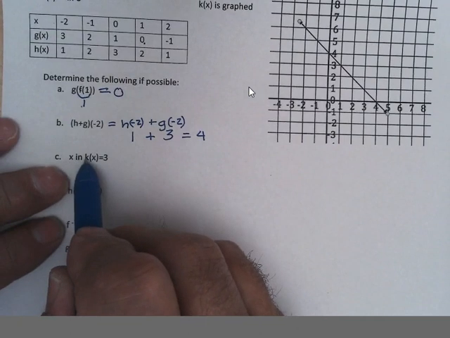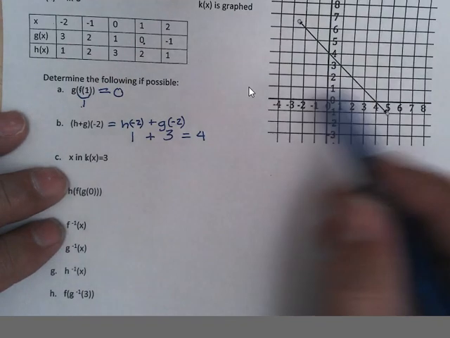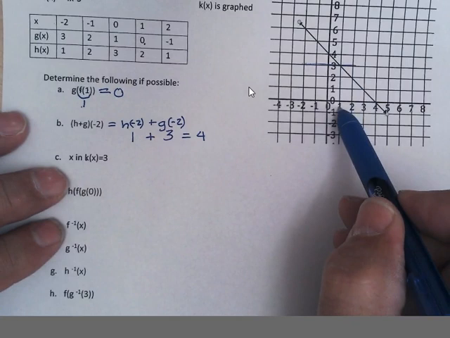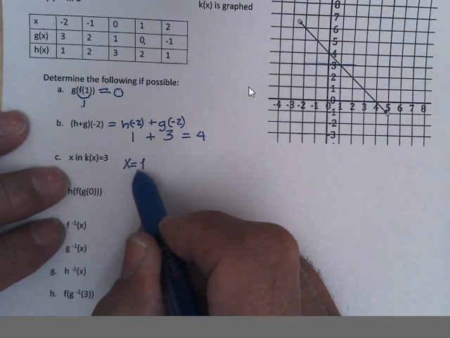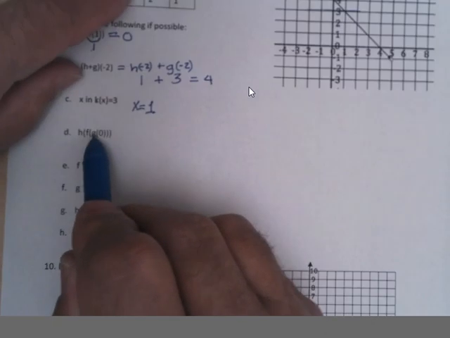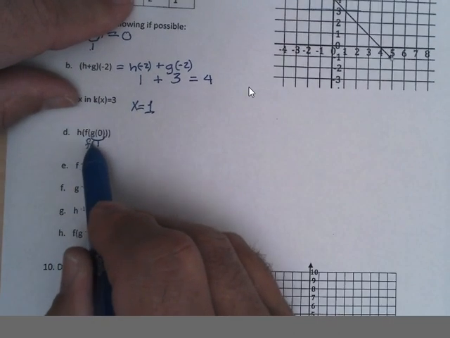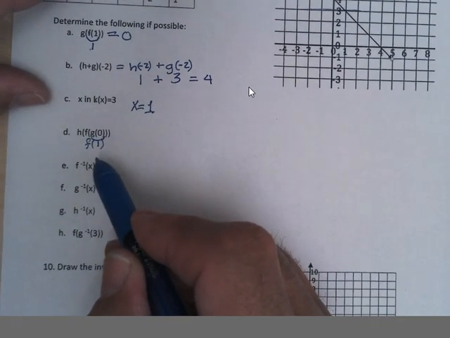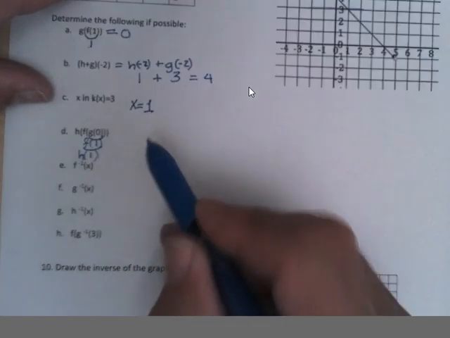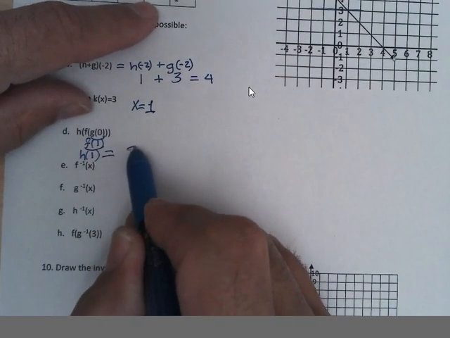Find x where k of x equals 3. So the y value on k, here's k, is 3. Y value is 3 when x is 1. Put 0 into g. 0 into g is 1. So now we have to do f of 1. 1 into here is 4 minus 3, which is 1. So we have to do h of 1. And h of 1 is 2.